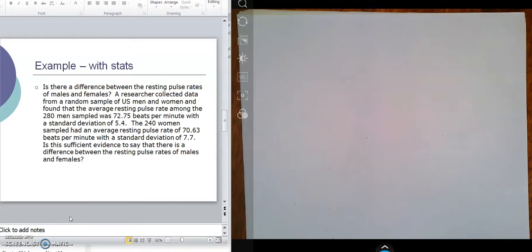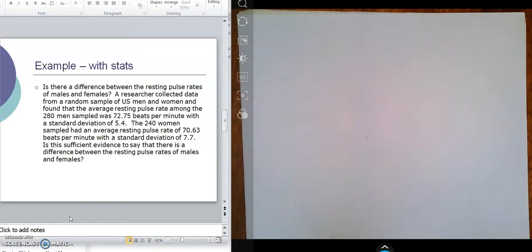So let's go ahead and do an example. It says, is there a difference between resting pulse rates in males and females? A researcher collected data from a random sample of U.S. men and women and found that the average resting pulse rate among the 280 men sampled was 72.75 beats per minute, with a standard deviation of 5.4. The 240 women sampled had an average resting pulse rate of 70.63 beats per minute, with a standard deviation of 7.7. Is this sufficient evidence to say there is a difference between resting pulse rates of male and female?